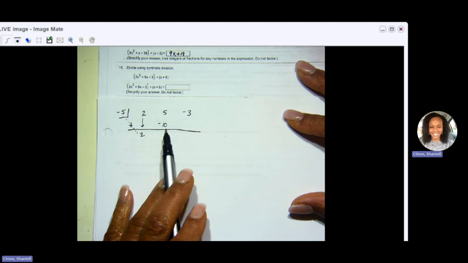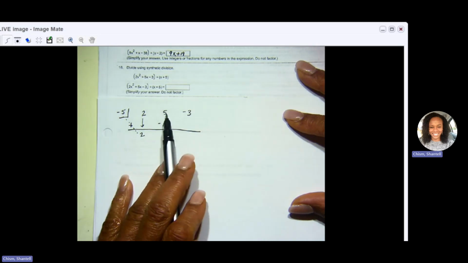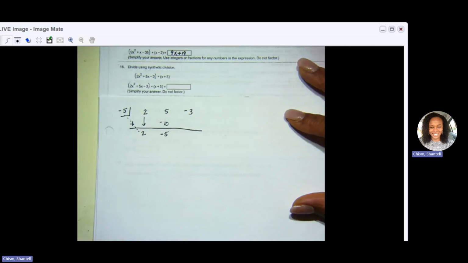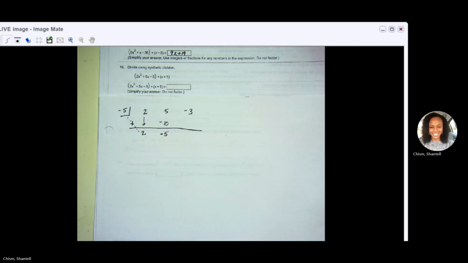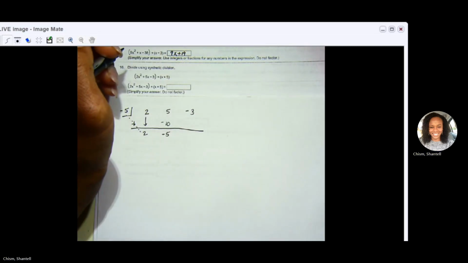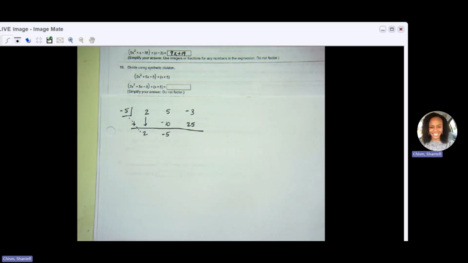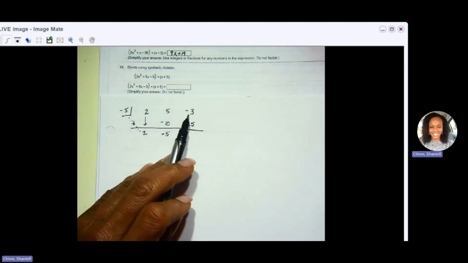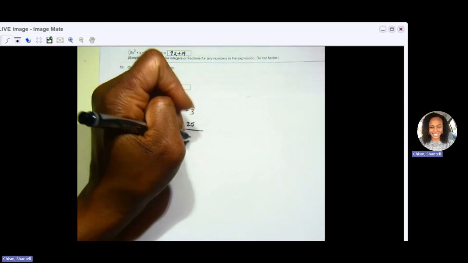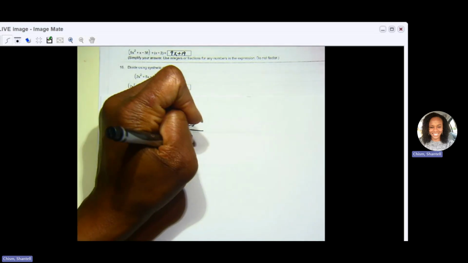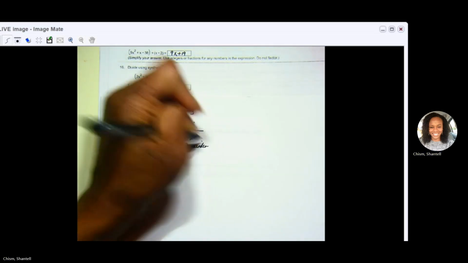Then we place that negative 10 in the second column so that we can add 5 plus negative 10, which is a negative 5. Then we say negative 5 times negative 5, which is a positive 25. And we place that answer in the next column, and we say negative 3 plus 25, that is 22. That last spot is always, always the remainder, okay?